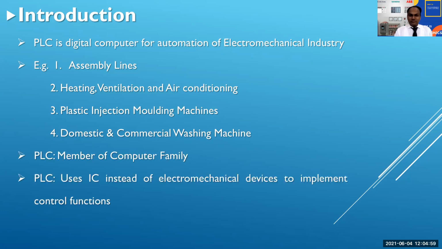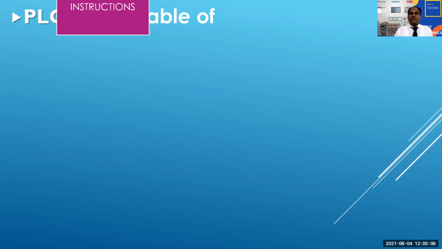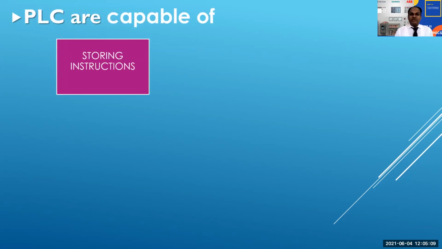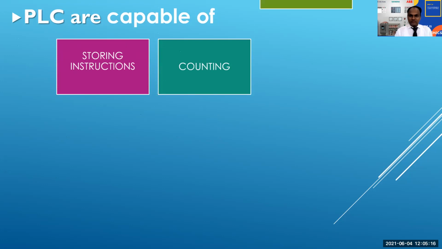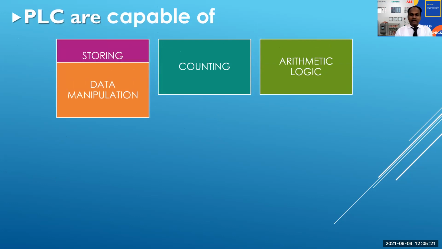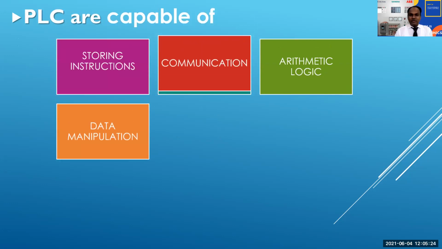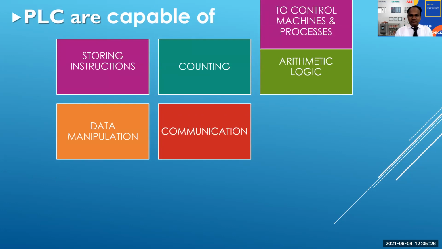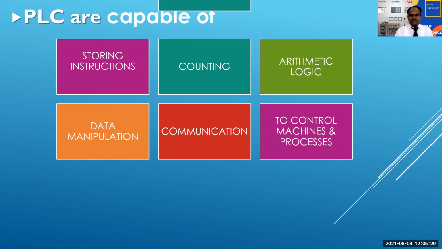It is a member of the computer family. It uses IC instead of electromechanical devices to implement control function. Now, what is PLC capable of? It can store the instructions. It can count the rotations or things. It can have arithmetic logic. It can implement data manipulation. It can have communication skills or systems to control machines and processes and to adjust the timing. All these are functions of PLC.